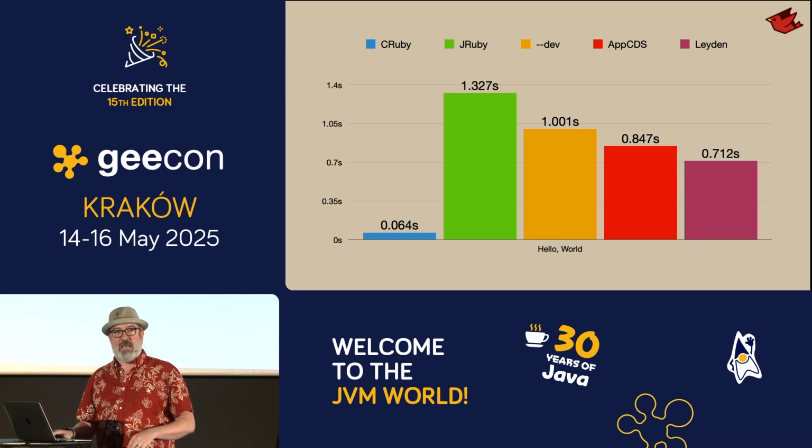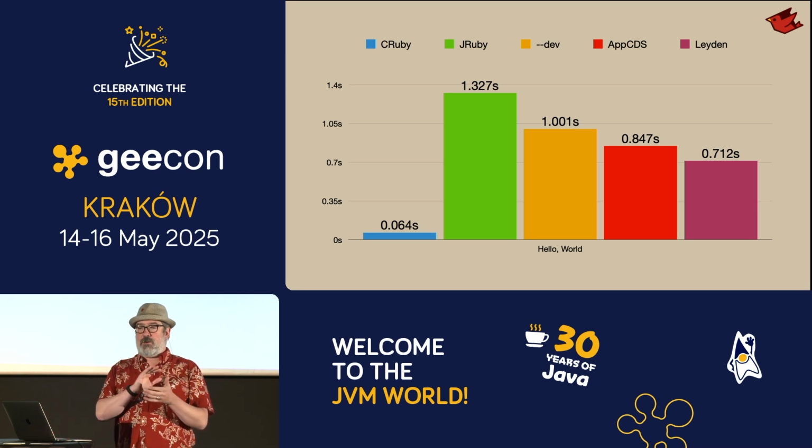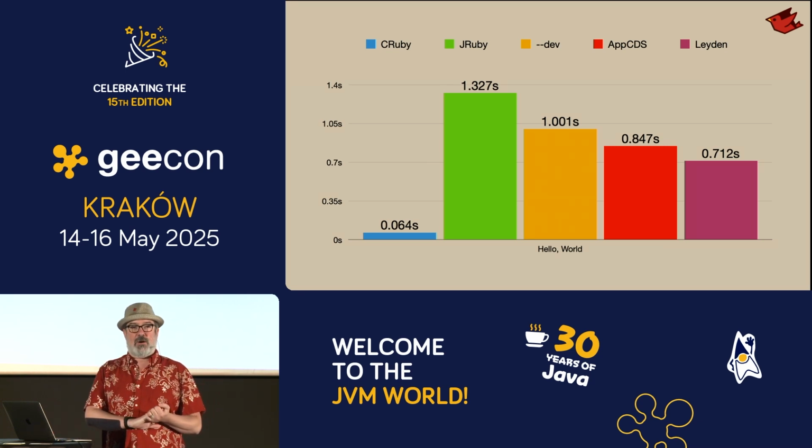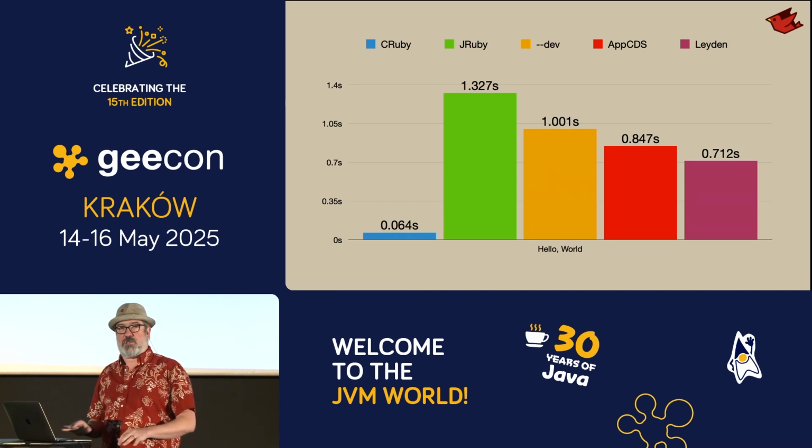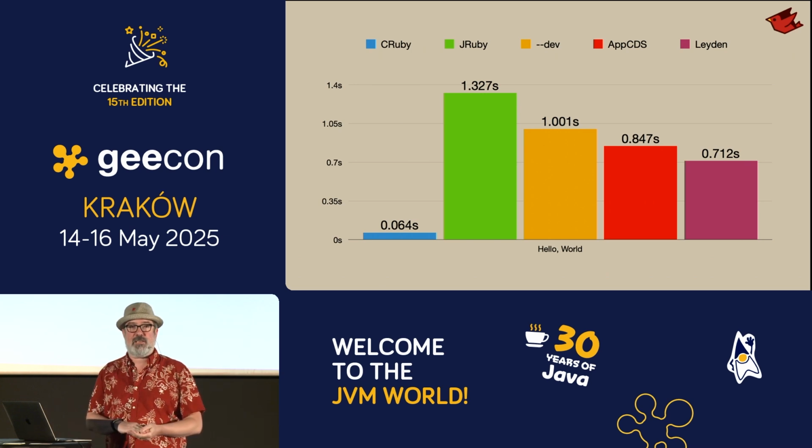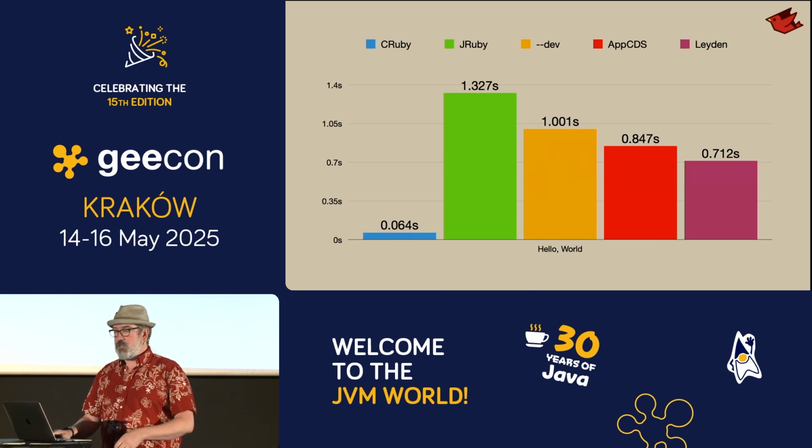When we add in Project Leyden, again, another incremental improvement. And Leyden is actually under really rapid development right now. I'm sure that this is probably closer to 0.5 seconds now with the most recent builds. Looking forward to seeing how far they can take this and how much of that optimized code we can cache between executions. So we want to go even faster, right? We're waiting for Leyden. It's coming along, but it's not quite where we want it to be.